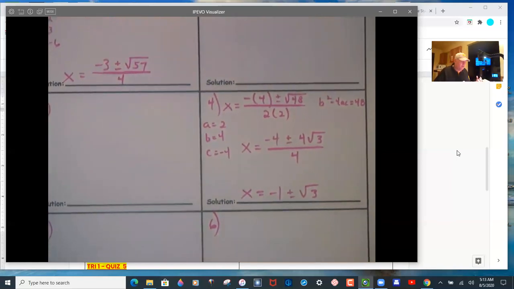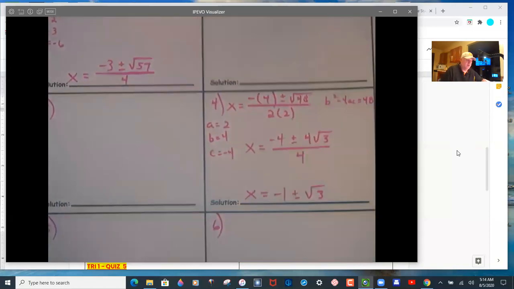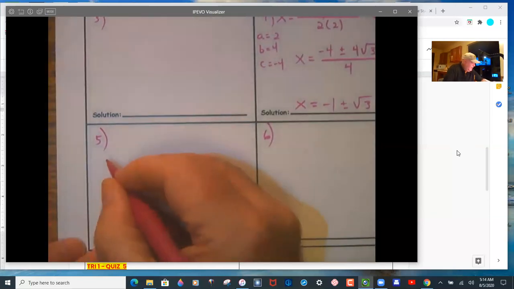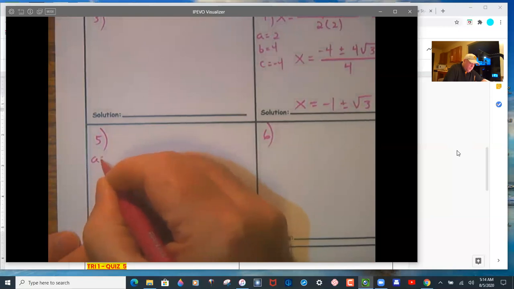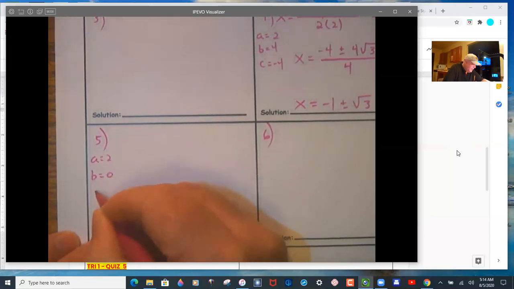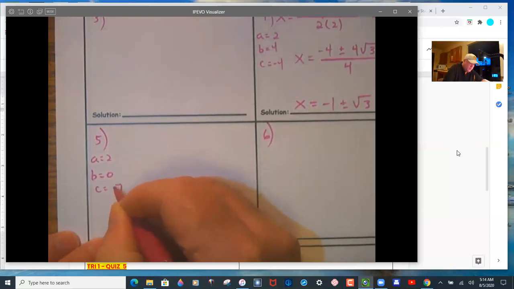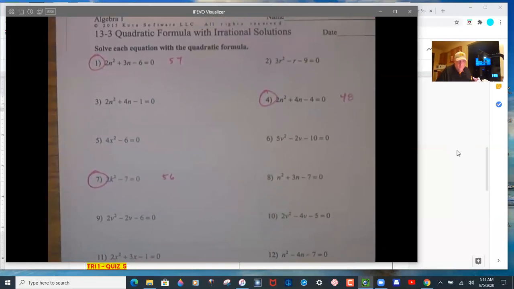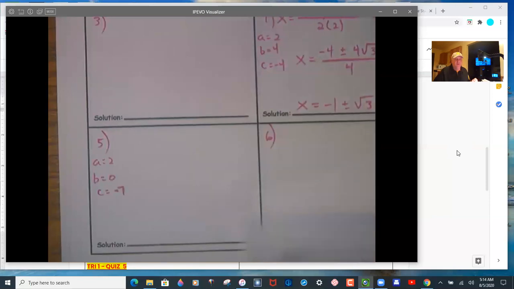Again, if I said factor this, your answer is prime, because you cannot have irrational or imaginaries, which we're going to get to in the next assignment, as answers in factoring. So number 7, we have A is 2, B is 0, and C is -7. Make sure that you're understanding I'm referring to this. This is what you need to be looking at. So I'm just writing the A, B, and C values down.